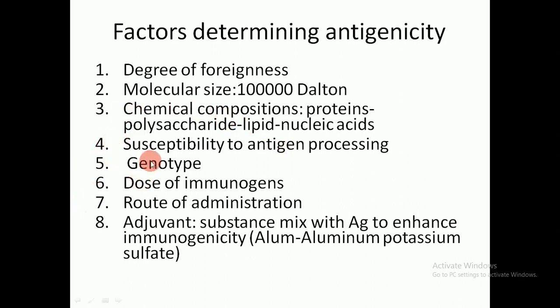Genotype. We found that some families have susceptibility to some diseases because of genetic factors, while other families resist or do not develop the same disease because they do not have the genetic susceptibility to develop it. So the genetic factor is important in determining antigenicity.